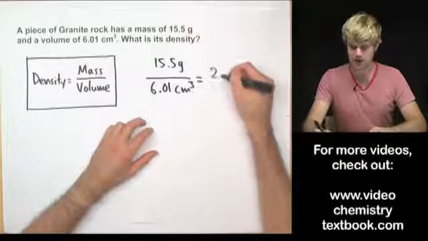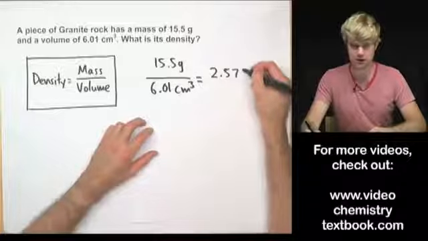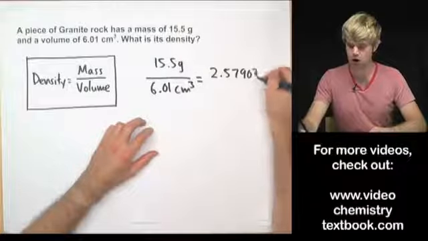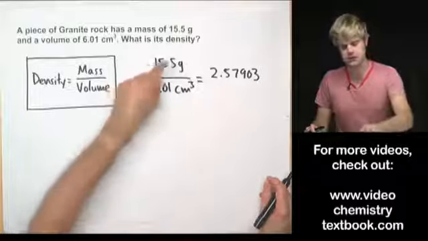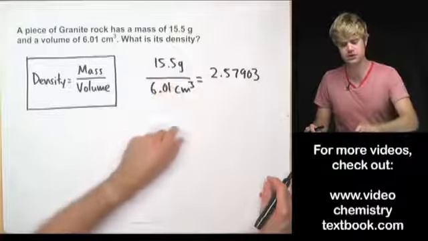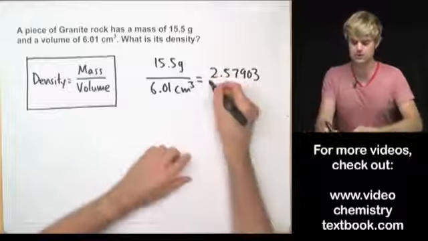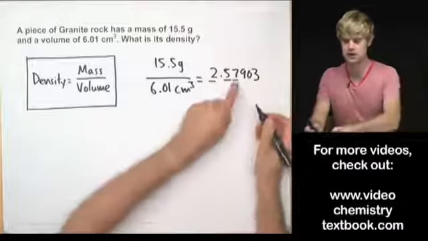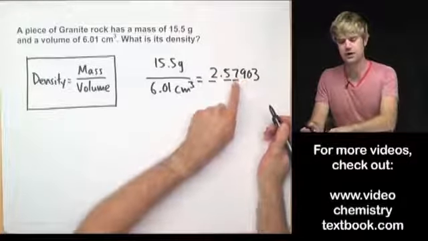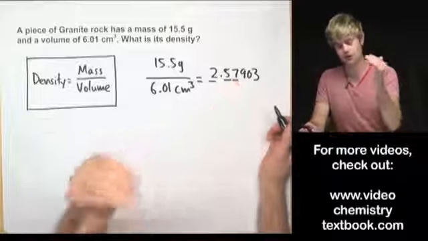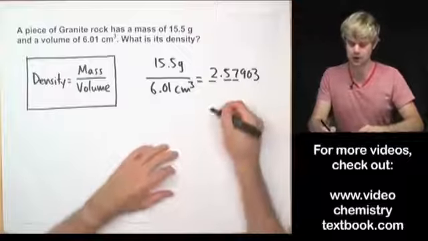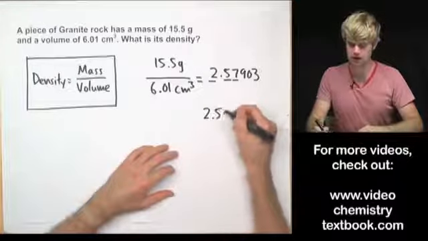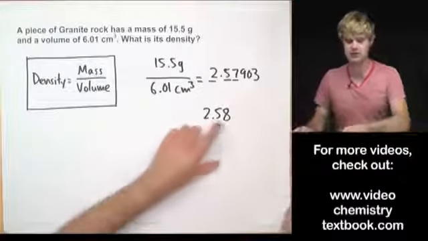And that gives me 2.57903. What do I round this to? Well, I have 3 significant figures in the top, 3 significant figures in the bottom, so I'm going to keep this, and keep this, and look to the 9 to see whether I keep the 7 the same or if I round up. It's higher than 5, so I'll round up and I'll get 2.58 for my rounded answer.